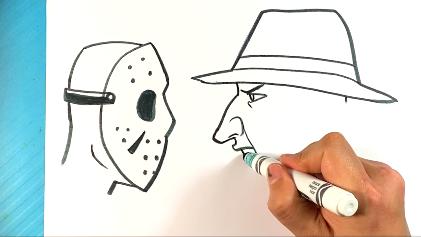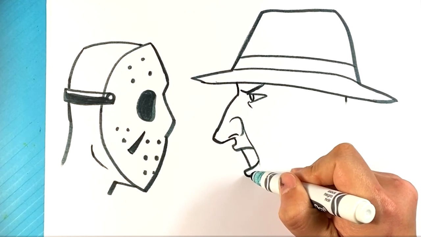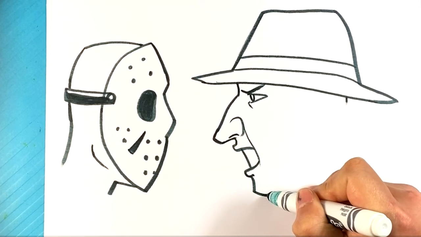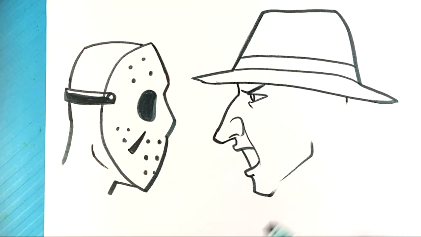Pulling back, you see his teeth open up. And then a curve on the underlip, and it's going to roll down into his chin. Okay. Back here, find the back of the jaw.